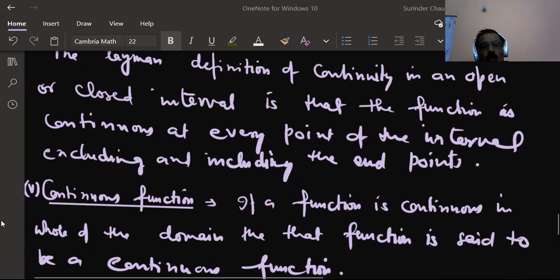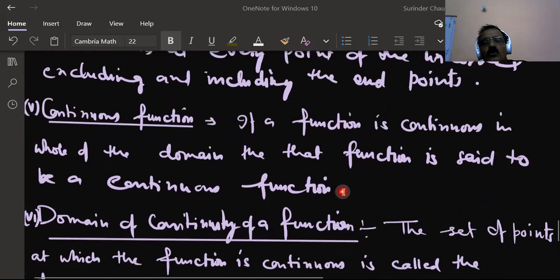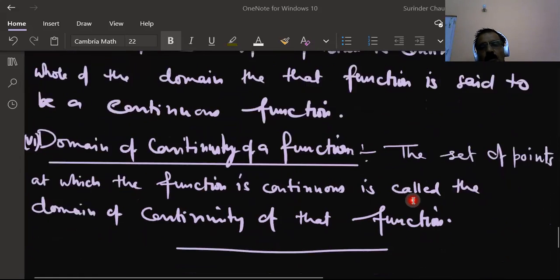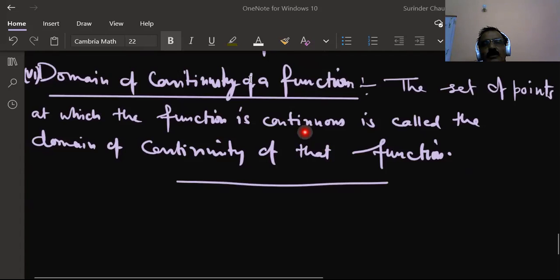Now, continuous function. If a function is continuous in the whole of its domain, then that function is said to be a continuous function. Which function is said to be continuous? If the function is continuous in the whole of its domain of definition. Domain of continuity of a function: the set of points at which the function is continuous is called the domain of continuity of the function.